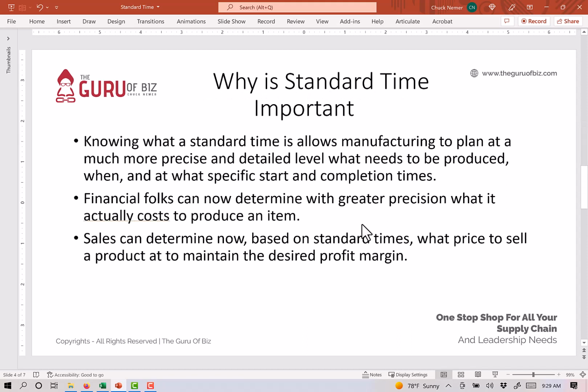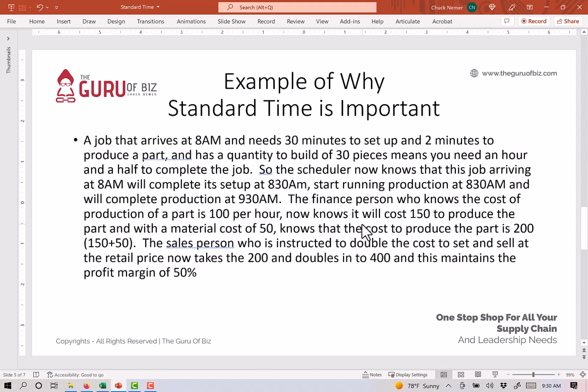So this becomes important because it allows manufacturing to plan at a much more precise and detailed level what needs to be produced and when, and then by default, what specific start and completion times. From a financial standpoint, the financial folks can now determine with much greater precision what it actually costs to produce an item. And from a sales perspective, sales can now determine, based on standard times, what price to sell a product at to maintain the desired profit margin.